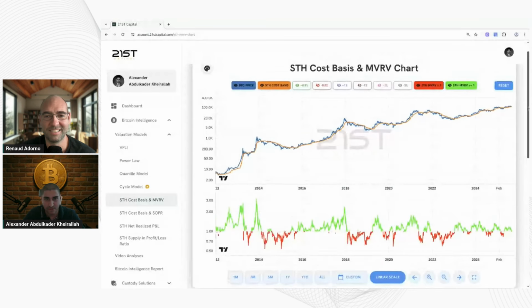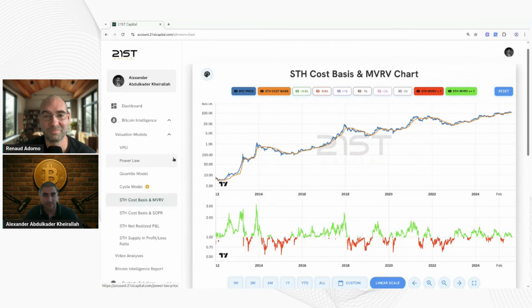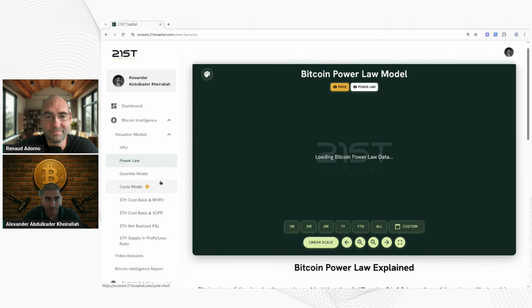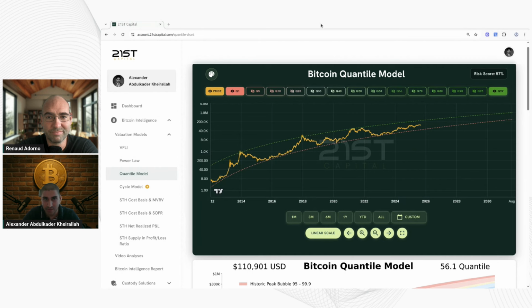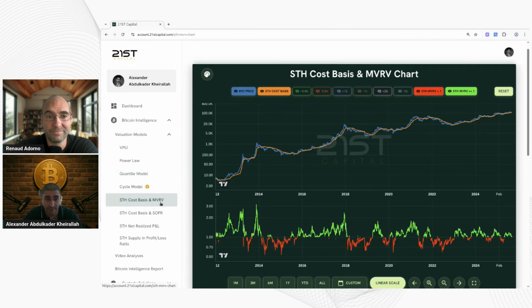Okay, so here we've got a couple of new charts added. Obviously our users are already familiar with the power law, for example, quantile models, the most popular, the most famous models that we've got. However, what I'm going to talk about is the two new charts that have been published on our platform, which is the MVRV and SOPR charts.